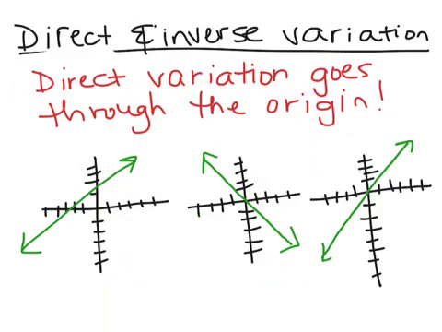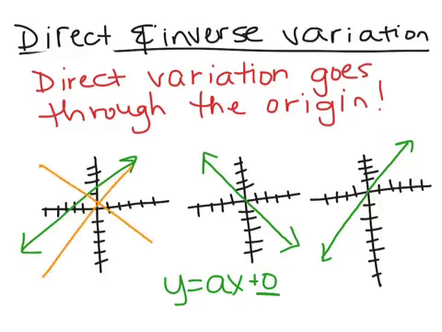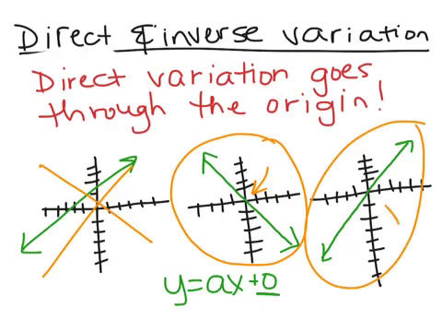If you look at this graphically, a direct variation must go through the origin, because remember, if I'm doing a direct variation, it's in the form y equals a times x. There is no plus b, so it's like saying plus 0, which means it's going to go through the origin. So if I look at these three graphs, that means that this first one is not a direct variation because it does not go through the origin, but the second one is because it does go through the origin, and the third one is because it also goes through the origin.